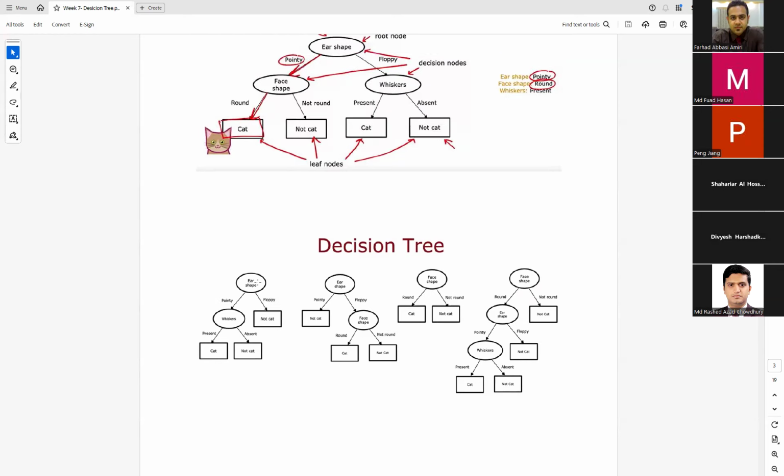Or for example, on the root node, let's take a look at this decision tree architecture on the left, this one. On the root node, why did you choose ear shape, this feature? Why didn't you choose face shape? These are the questions you should ask yourself when you want to build up a decision tree architecture. So which structure is good for this problem?